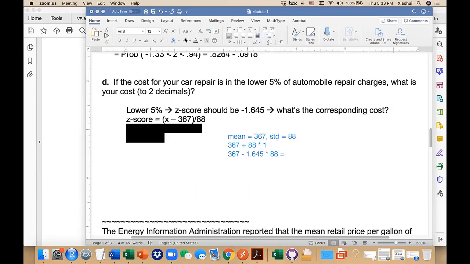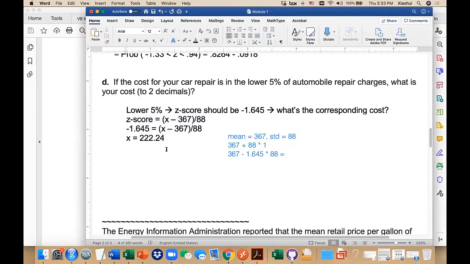I'm going to display the answer so you can see. It should be about 222, right? And you can also make sure you add a money sign to it because this is how much you actually paid.